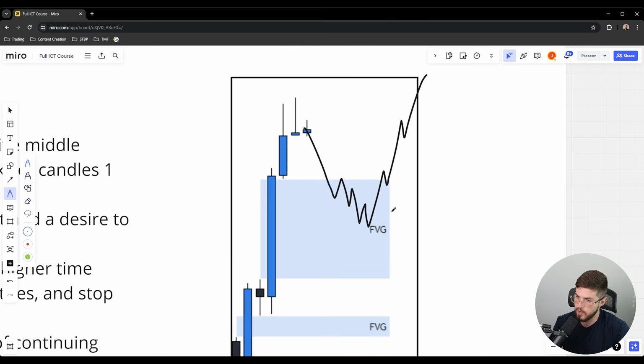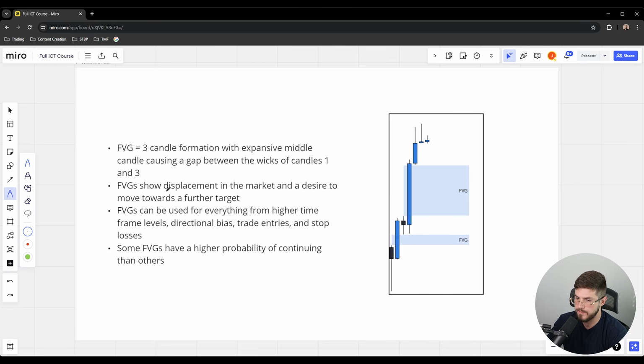That's where we're going to get into market maker models later, but right now just focus on impulse structure and fair value gaps. I want you to remember that fair value gaps show displacement. This is a recurring term you're going to hear me use, and if you've been a part of my audience for any amount of time, you know that displacement is a big part of my trading. The reason I think it's so important is because it eliminates half of the noise and it's going to eliminate half of the bad trades that you take.